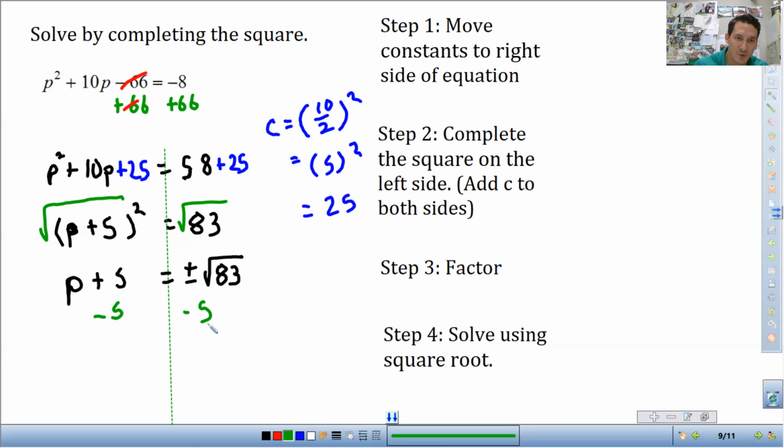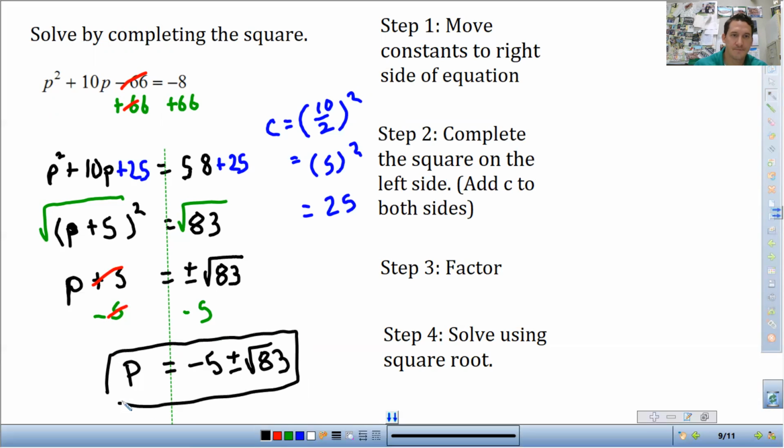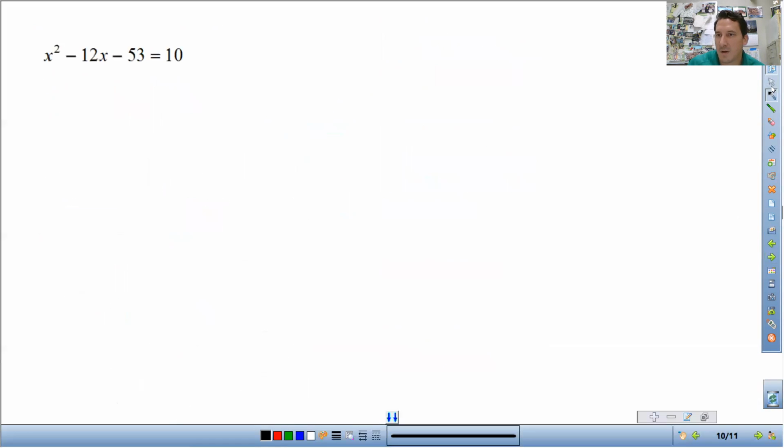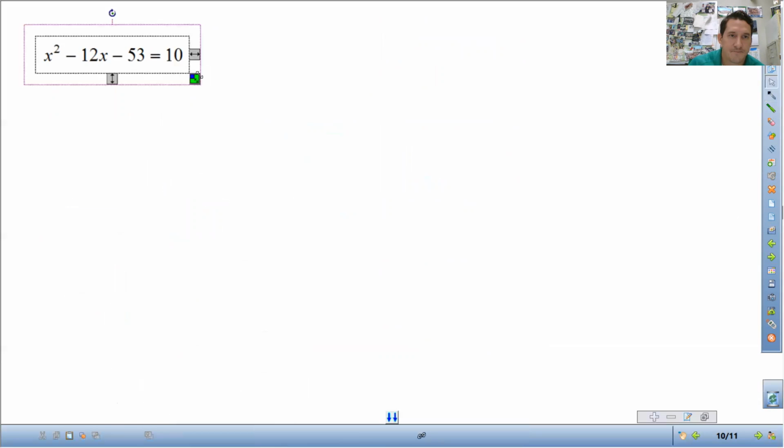Last step, I'm going to subtract 5. So plus 5 minus 5 cancels out. And so my two possible solutions is going to be -5 plus or minus square root of 83. I'm going to leave it like that. All right, let's do another example. Make it a little bit bigger.